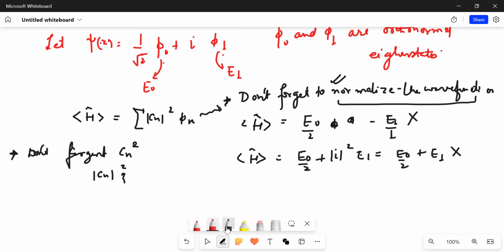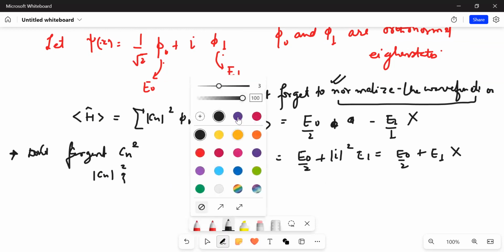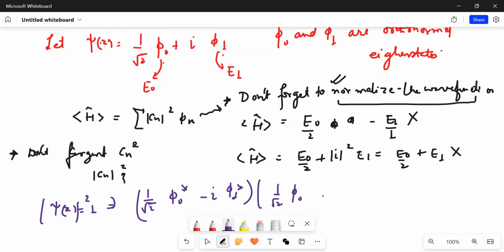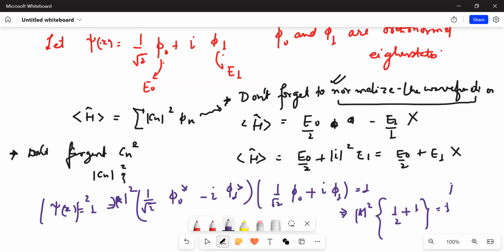So if you want to find the expectation value of energy using this formulation, you should first normalize it. So let us first normalize it. Mod psi whole square should be equal to 1, which implies 1 upon root 2 (phi naught star minus iota phi 1 star) times 1 upon root 2 (phi naught plus iota phi 1) should be equal to 1. If I multiply an a here, this would be mod a whole square times 1 upon 2 minus iota, plus 1, which is 1.